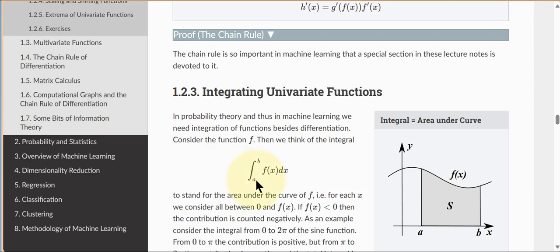In terms of the notation, it's not just a coincidence that this looks like an S, for sum. It actually is kind of a sum.